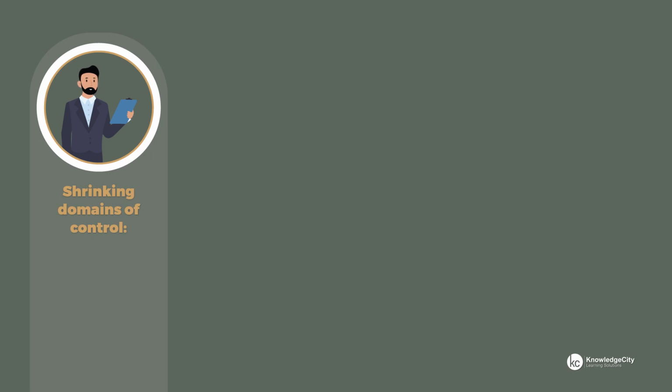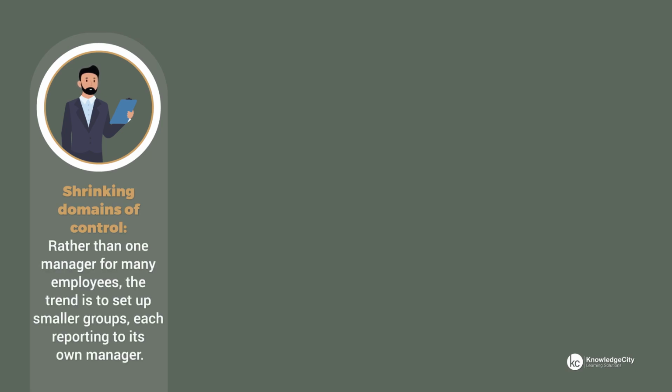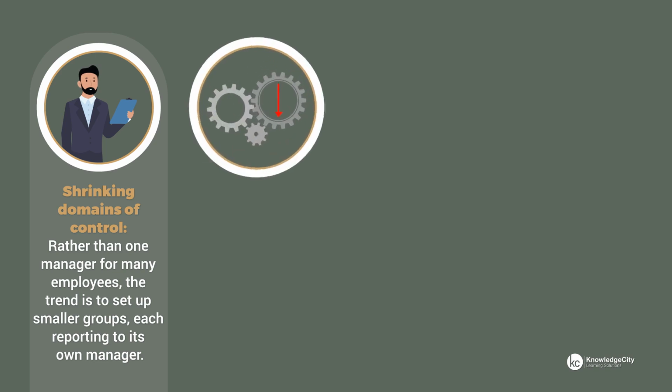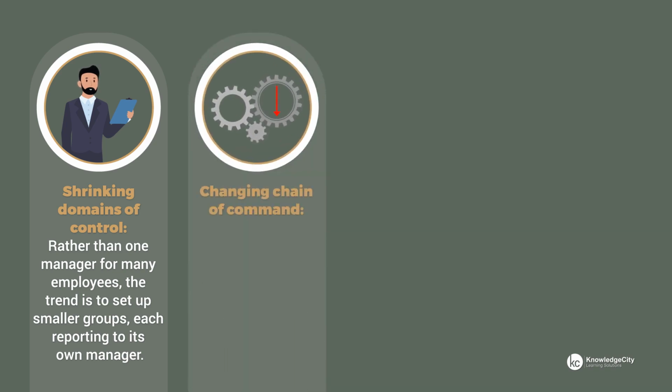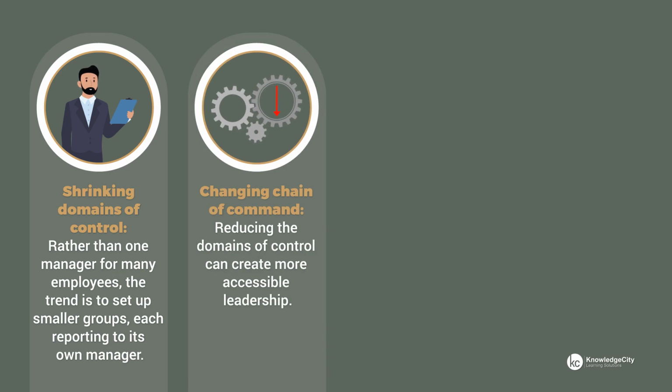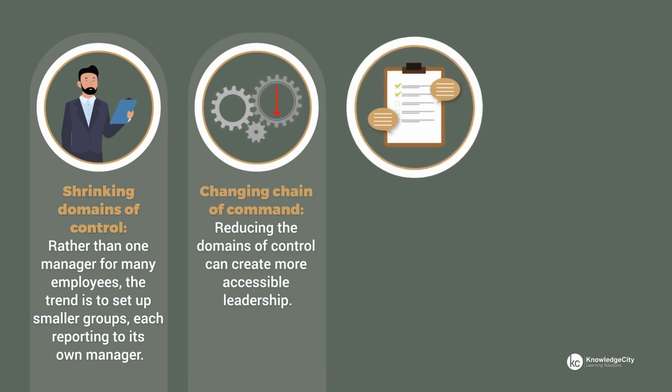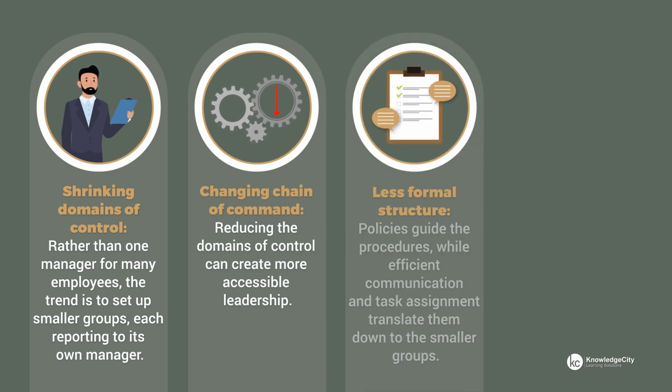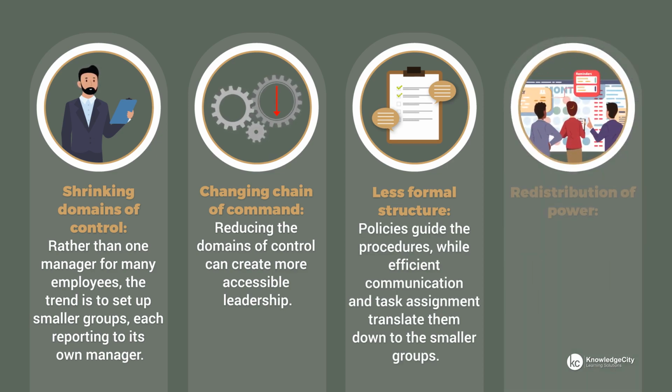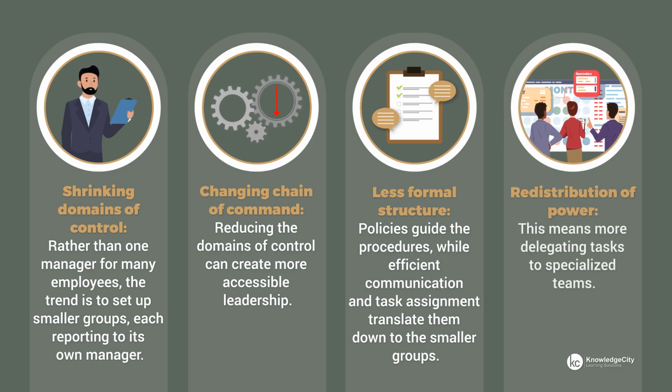Shrinking domains of control. Rather than one manager for hundreds or thousands of employees, the trend is to set up smaller groups, each reporting to its own manager. Changing chain of command. Reducing the domains of control can create more accessible leadership. Less formal structure. Policies guide the procedures while efficient communication and task assignment translate those procedures down to the smaller groups. And redistribution of power. This means more delegating tasks to specialized teams.